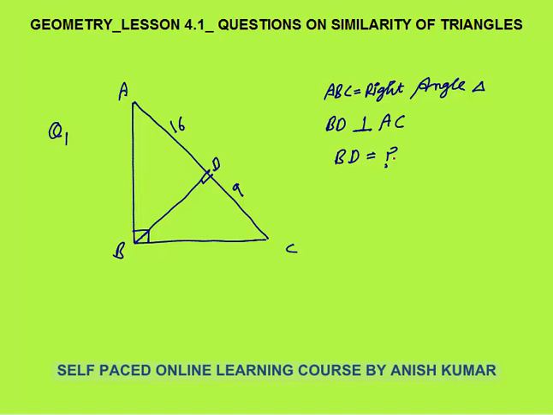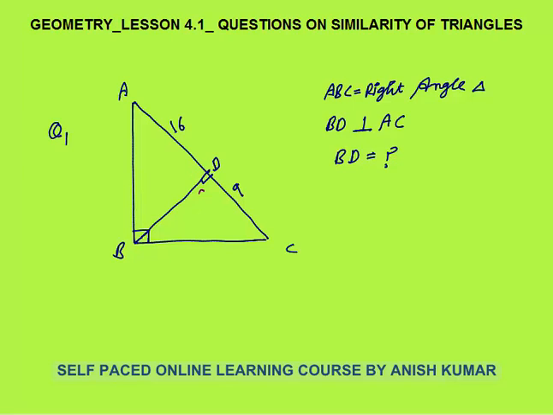The question says that ABC is a right angle triangle in which BD is perpendicular to AC. AD is given to you as 16, CD is given to you as 9. You need to calculate the length of BD. Now we won't use the Pythagoras theorem in order to calculate the BD. That will take a lot of time. Rather than this, we will try to solve the question with the help of similarity.